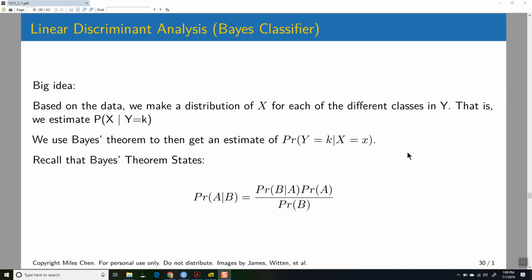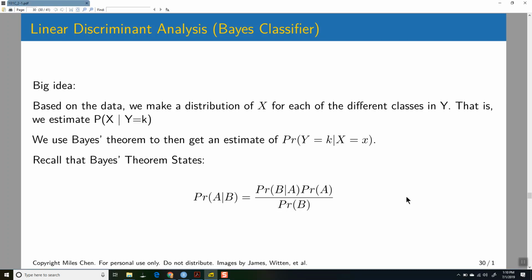Okay? So from our data, we know who defaulted and who didn't. So we can figure out the distribution of balance for those that default, and the distribution of balance for those that did not default. We figure out those distributions, and then we use Bayes' rule to flip things around. Bayes' rule says the probability of A given B is the probability of B given A times the probability of A, divided by the probability of B, right? So that's it. This is a Bayes classifier.